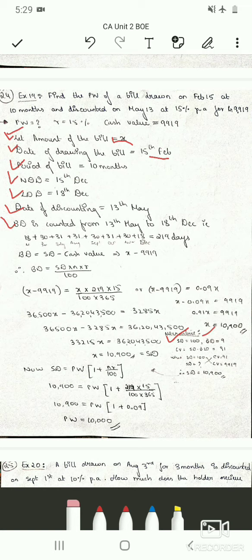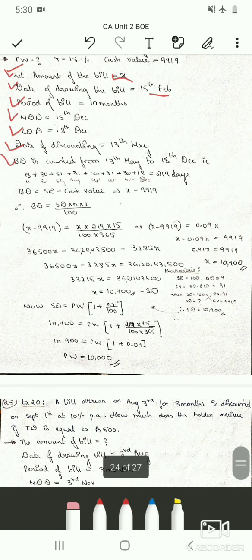So in the question they have given cash value. So when sum due is 100, cash value is 91. Then what is the sum due when cash value is 9,991? So cross multiply and get the sum due and then substitute in this formula. You will get the answer as present worth. So this is the alternative to find out the sum due. So I hope it is clear. Sum due is known, n is known, r is known. Substitute in banker's discount and then simplify.